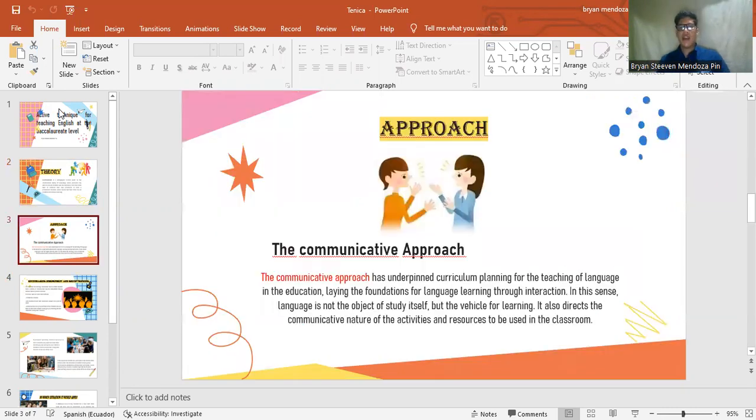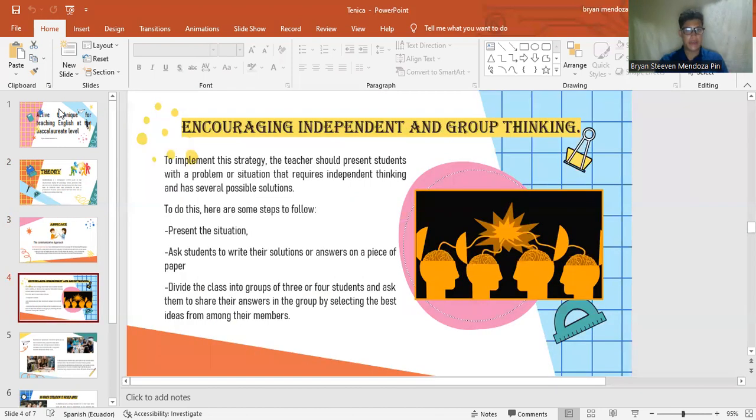So the approach is the communicative approach. The communicative approach has underpinned curriculum planning for the teaching of languages in education, laying the foundations for language learning through interaction. In this sense, language is not the objective of study itself, but the vehicle for learning. It also directs the communicative nature of activity and resources to use in the classroom. It is always used in the classroom.